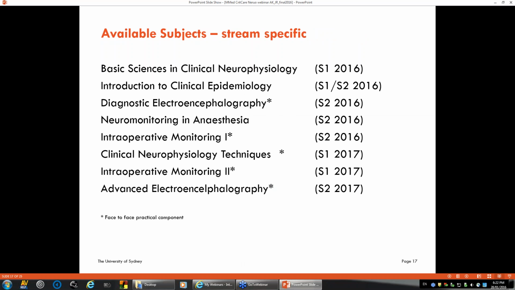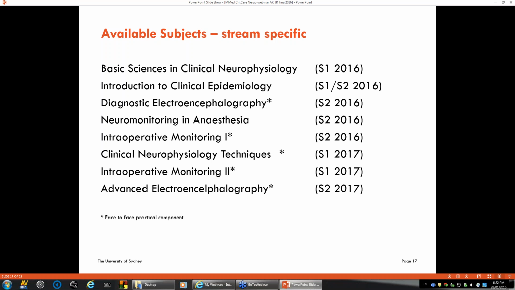Introduction to Clinical Epidemiology is a well-established unit that features also in the critical care course, as described by Dr. Bishop. Diagnostic electroencephalography is a subject that is designed to meet the requirements of people working in diagnostic labs and is an introduction and an understanding of all the basic techniques associated with EEG monitoring and all the commonly seen pathology and diagnostic tools.